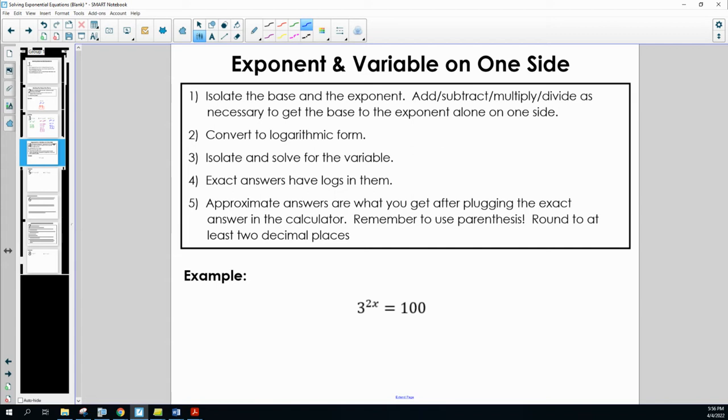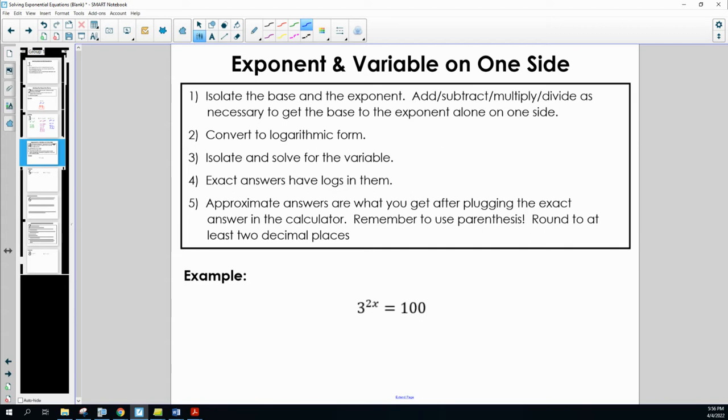Similar to how we did logs or the ln's last time, there's two answers you're going to get, the exact and the approximate. The exact answer will have a log in it. The approximate answer is going to be what we get after we plug it into the calculator. We want to make sure we're plugging it in correctly, and I'll show you how to do that in a little bit. Then we want to make sure that we round to at least 2 decimal places. You can have more, but not less.